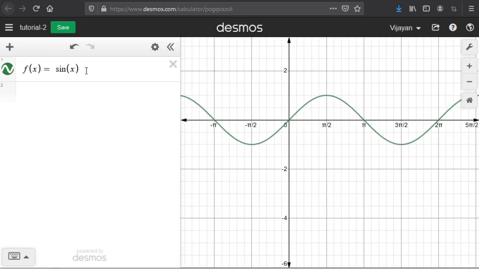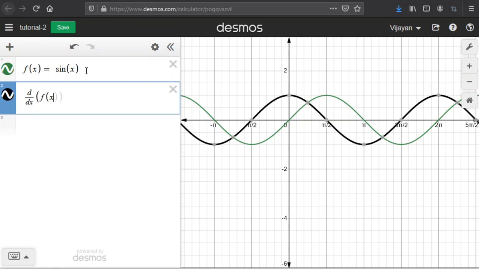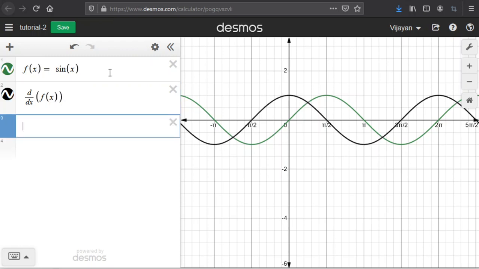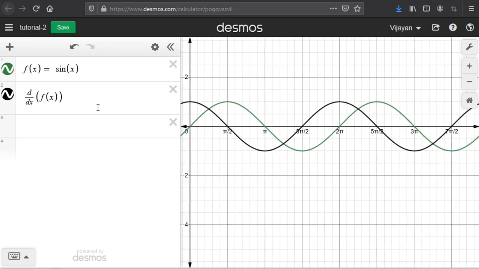Now this is f(x) is equal to sin x. Now suppose I want to differentiate this, then what I will write? d by dx of f(x). So after differentiating sin x, we know the answer is cos x, and you can see the plot of cos x has appeared. That means the derivative of sin x is cos x, and the plot of cos x has been done by the software.